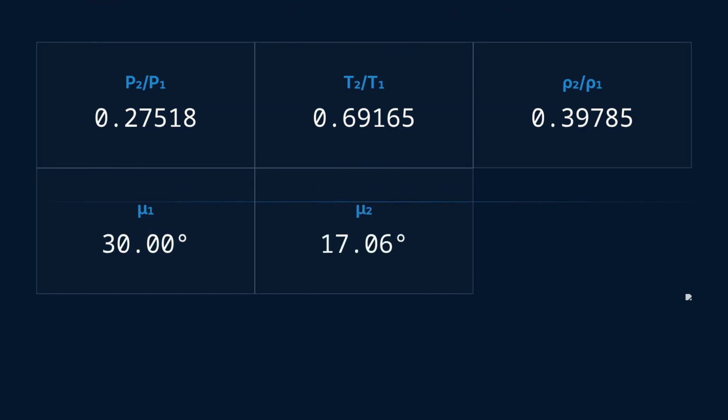The Mach angles are M1 equals 30.0 degrees and M2 equals 20.69 degrees. This tool streamlines expansion fan calculations for supersonic flow analysis.